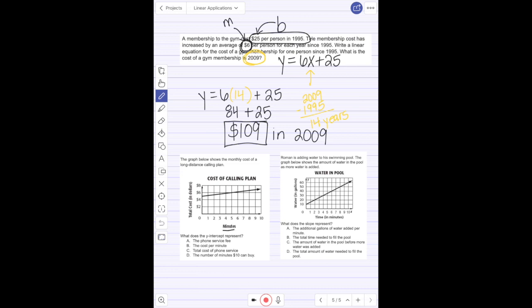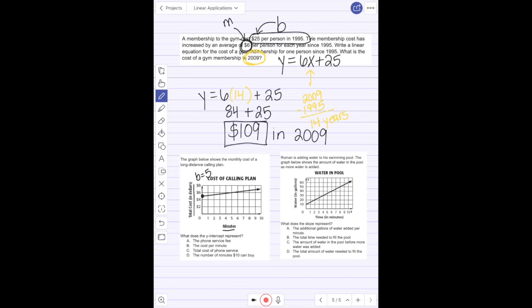So on this graph, we have minutes, okay, and we have the total cost in dollars. So this calling plan, so let's say, obviously right now we all have cell phones where most of us have unlimited minutes. That's not necessarily the case that it always was. You used to have to pay an initial fee, and then you would pay so much per minute that you talked for a long distance call. So right here we have 5. That is the y-intercept.